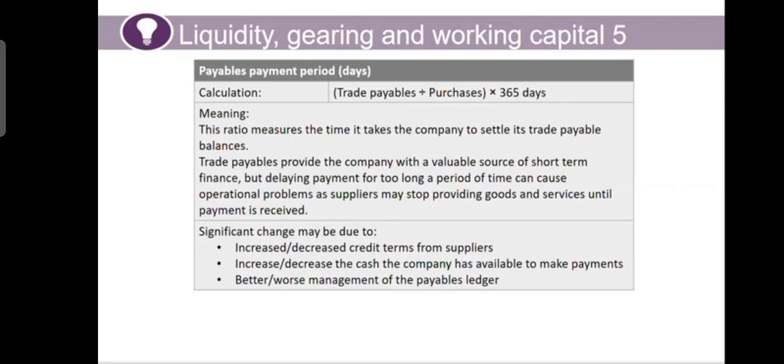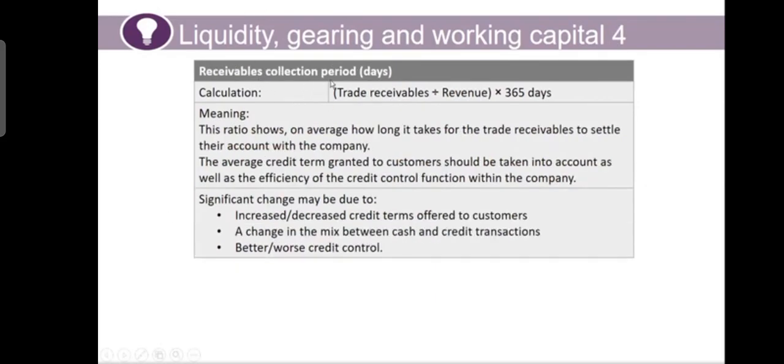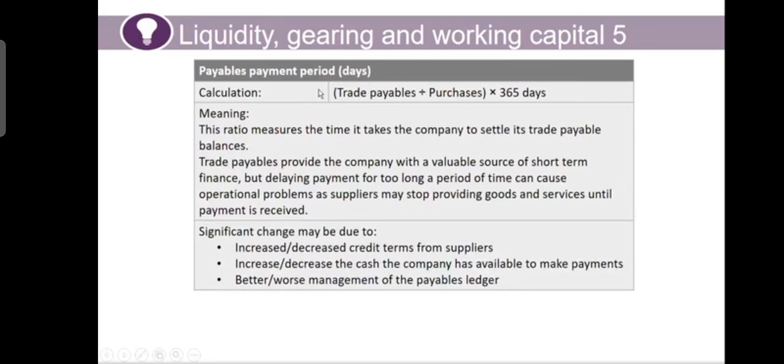Then you have liquidity, gearing, and working capital. So now it is your payable days, just like here you calculated your receivable collection period. Now you have to do your payable payment days. Payable payment days means that on average, how many days are you paying your suppliers? So trade payables divided by purchases times 365.